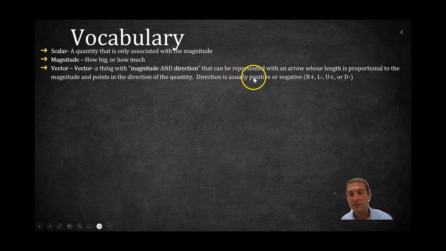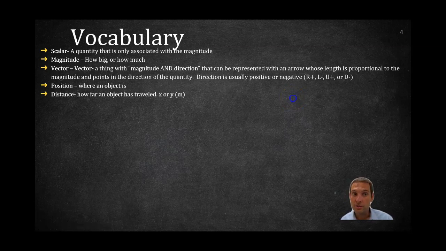Direction is usually positive or negative. Right we take to be positive, left we take to be negative, up positive, down negative. Normally, that can change. Position is where an object is; distance is how far an object has traveled. For this, we'll use the symbol x or y, both lowercase: x if it's moving along the x-axis, and y if it's moving vertically along the y-axis. Both of those are measured in meters.